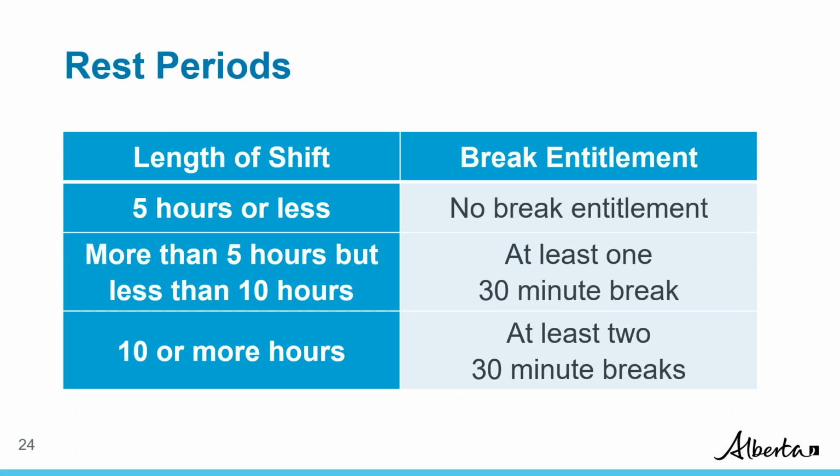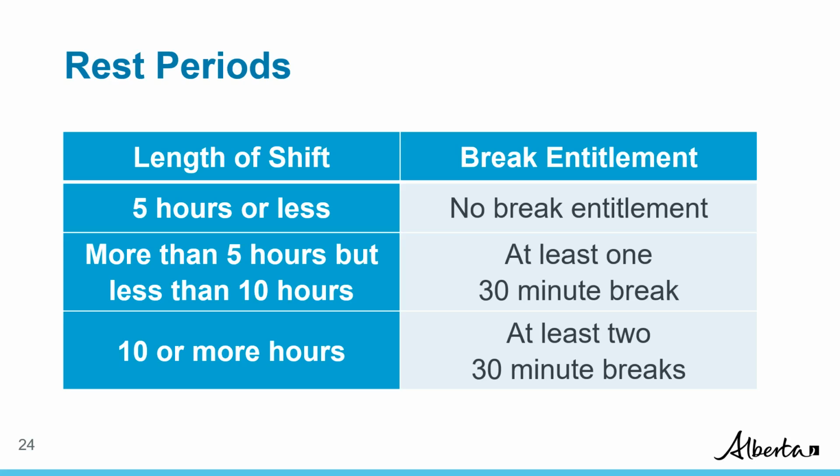There are specific rules regarding when breaks are provided if the employer and employee cannot agree on a rest period schedule. Should they not agree on a rest period schedule, the employer must provide at least 30 minutes within or immediately following the first 5 hours of the shift at a time chosen by the employer. If the shift is more than 10 hours, the employer must provide a second rest period of at least 30 minutes after the first 5 hours of the shift.